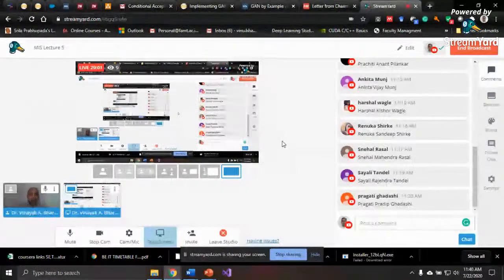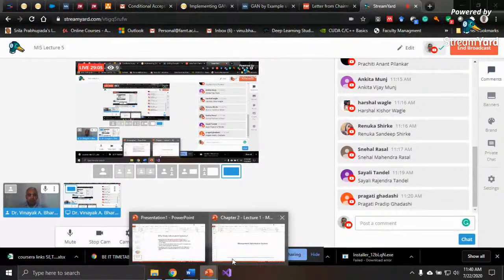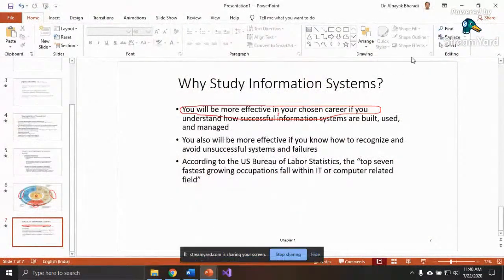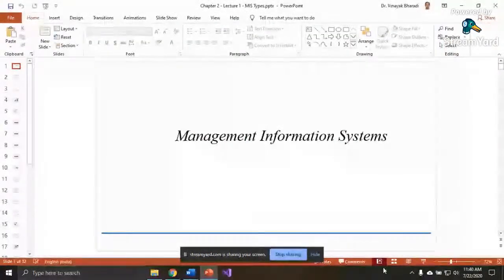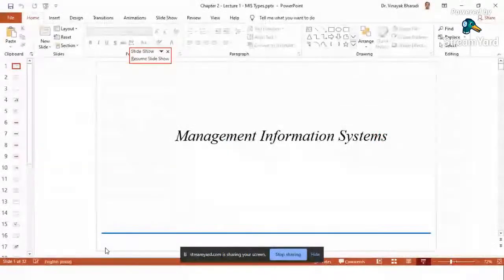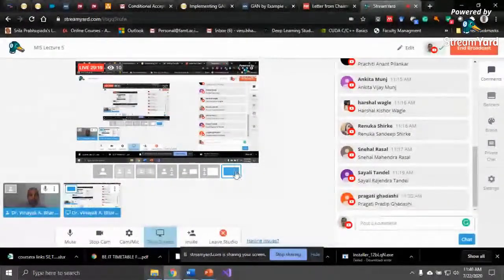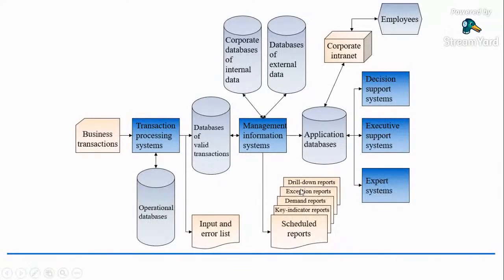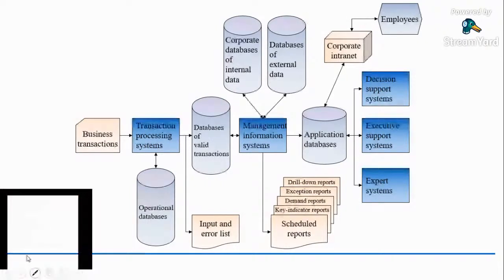Again, before going further, let us go ahead with our presentation. Just a minute. I'll start with this presentation. Yes, we have seen this was a PPT, but this part I want to discuss here. This is a typical MIS. Now we are studying the database and knowledge management part.